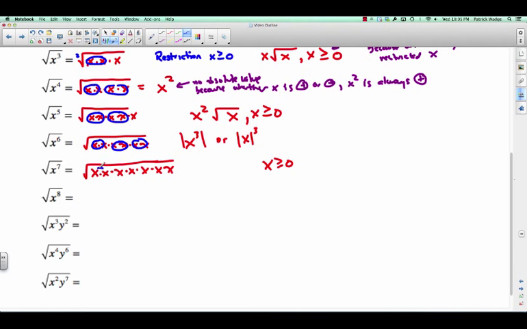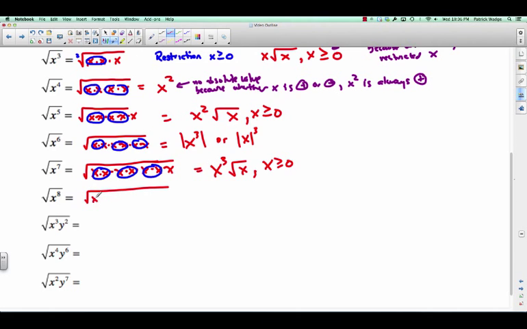Okay, we do our pairs. 1, 2, 3. So we have x cubed, and we still have 1 left over. And do we need absolute value signs? No. Why not? We already restricted it. If you already did restrictions, you don't need to put absolute value signs. It's overkill.